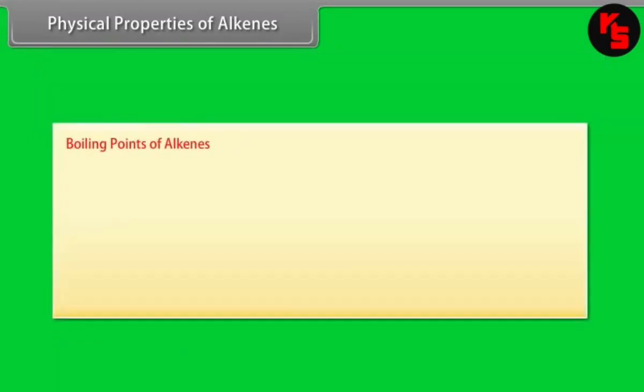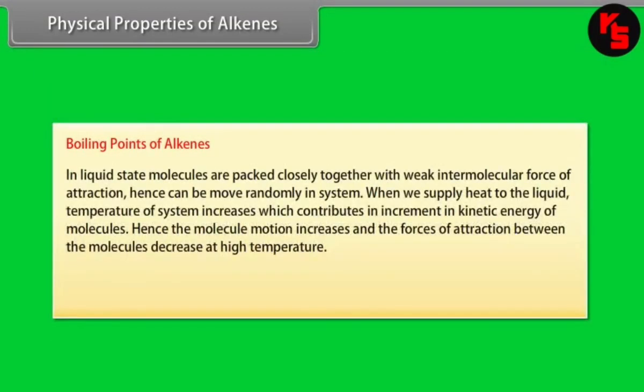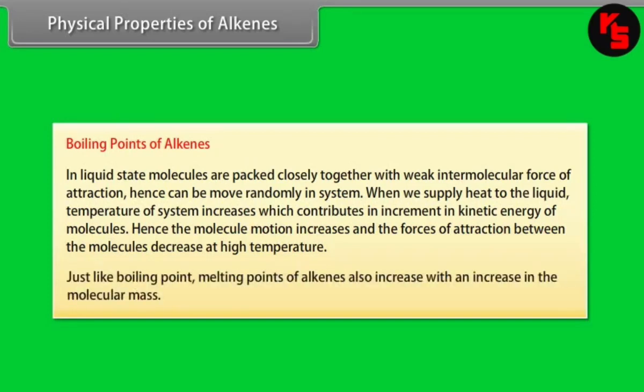Boiling points of alkenes. In liquid state, molecules are packed closely together with weak intermolecular force of attraction, hence can be moved randomly in the system. When we supply heat to the liquid, the temperature of the system increases, which contributes to an increase in kinetic energy of molecules. Hence, the molecular motion increases and the forces of attraction between the molecules decrease at high temperature. Just like boiling point, melting points of alkenes also increase with an increase in the molecular mass.